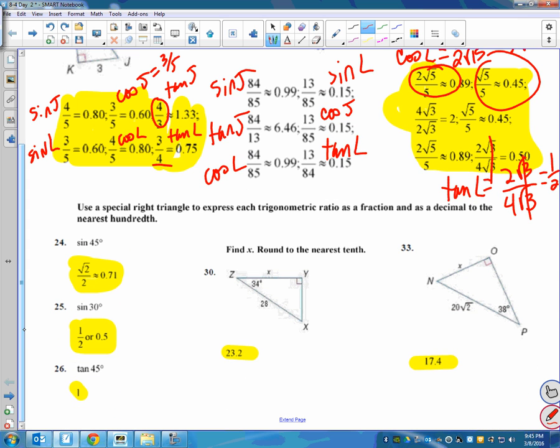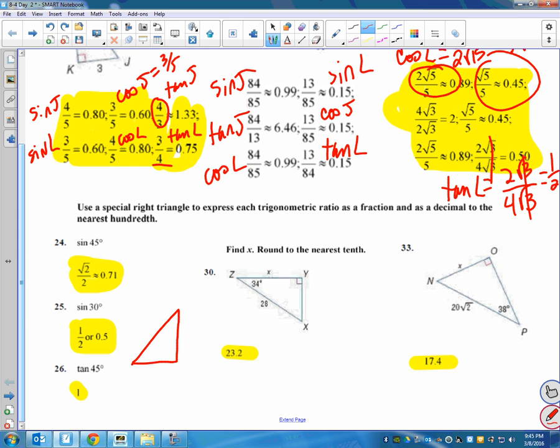Moving down to 25 through 26, when it says use a special right triangle, that's like that example we did yesterday. Well, I don't expect that you type that in your calculator. I expect that you can draw me the picture and solve it. So like I'm going to do 26. Says the tangent of 45 degrees.